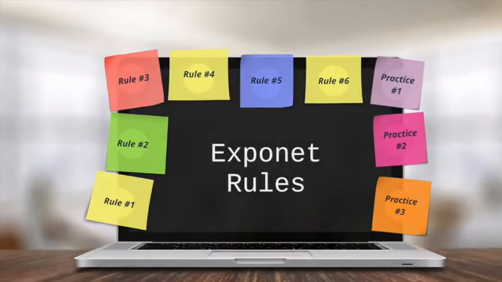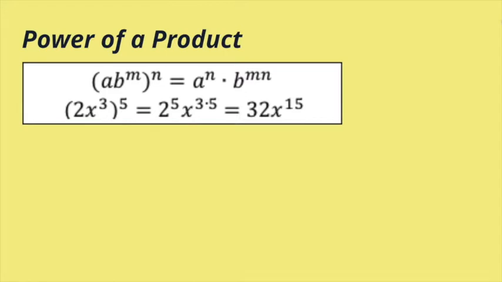Rule number 4, kind of similar to rule number 3. So this is power of a product. So essentially it means that you need to distribute that exponent outside to everything that's inside of your parentheses. So this includes the a. I see so many students that do not distribute it to the first coefficient. So please, please, please make sure that you're distributing it to the a and to the b exponents.